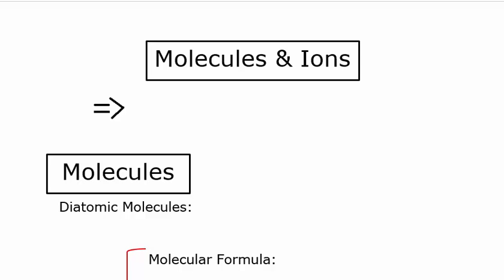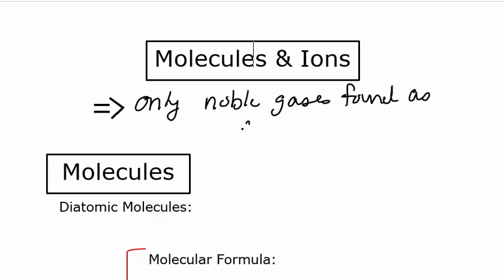Atoms are generally not found all by themselves as single atoms. They're usually found in molecules and ions. In fact, only the noble gases are generally found as single atoms. All other species that are stable will be found as molecules or ions.